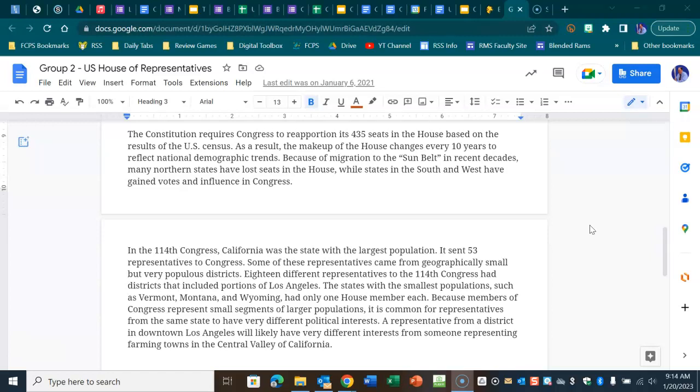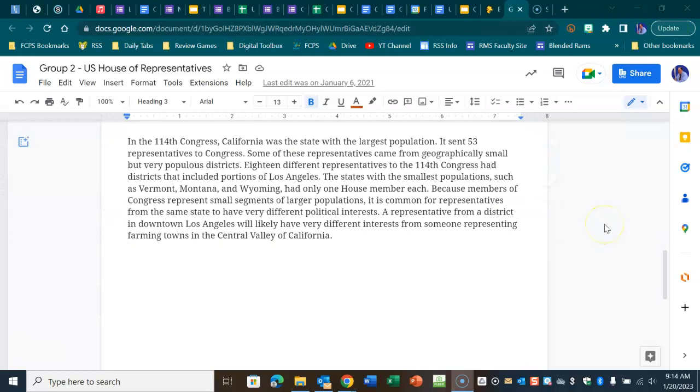Because of migration to the Sun Belt in recent decades, many northern states have lost seats in the House, while states in the South and West have gained votes and influence in Congress. In the 114th Congress, California was the state with the largest population and sent 53 representatives to Congress.